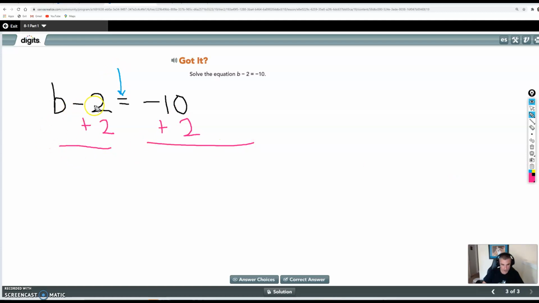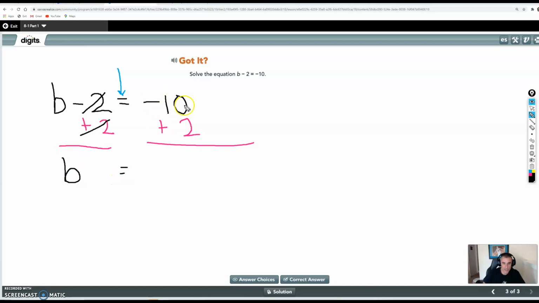All right, if I subtract 2 from something, but then I add 2 back, those cancel each other out. It's like I've done nothing. Think of digging a hole 2 feet deep in the ground and then filling it with 2 feet worth of dirt. We're now back to ground level. We've accomplished nothing. So those cancel each other out. We're left with just our variable b, which is what we wanted.